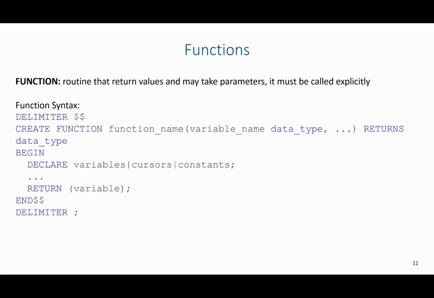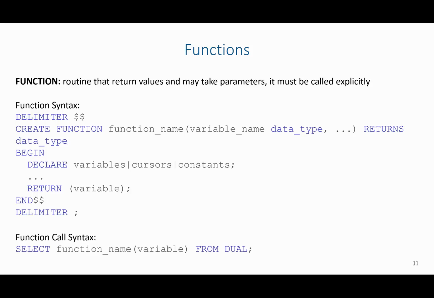Then we're going to indicate what type of data is returned from this function. So we then say returns and then a specific data type. We will then begin our function where we can declare variables, cursors, and constants. And at the end of the begin and end code, we're going to include a return where we're going to return some variable that is going to be of the data type that we previously defined in the returns data type portion. Then we end with our $$ signs and then reset the delimiter back to semicolon.